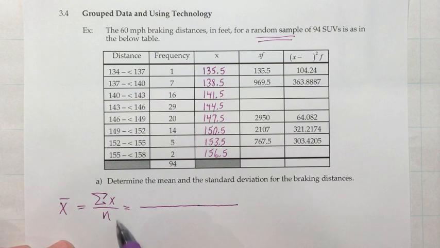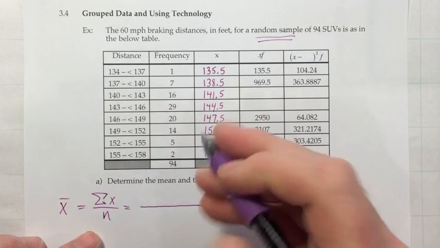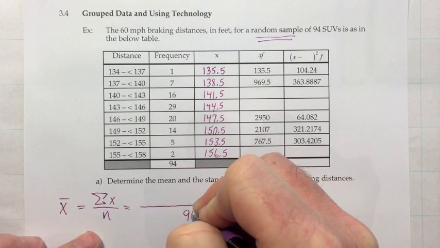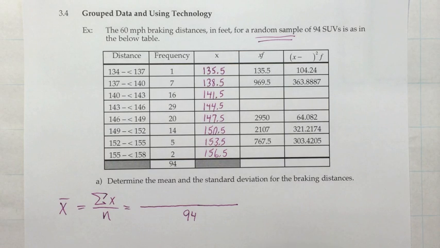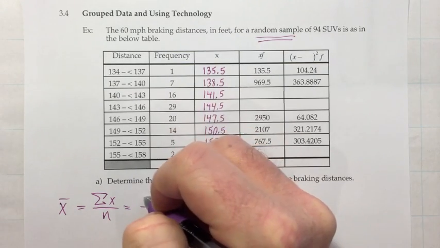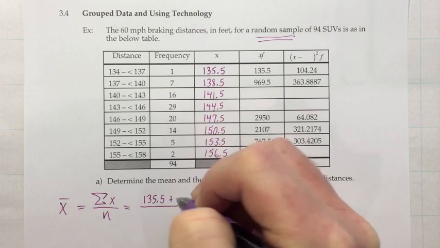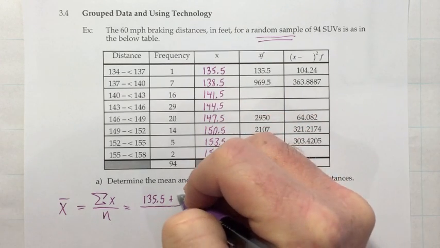So let's look at the denominator of this expression. It's the sample size, and we have a sample size of 94 SUVs, so the denominator on this fraction is going to be 94. And I point that out first because I just want to remind you that if you're doing an average and you're dividing by 94, that implies that you're also adding up 94 things. So we want to look at what those 94 things are. So what's the first SUV? It's this one right here that we're guessing has a braking distance of 135.5. What's the next SUV? 138.5.